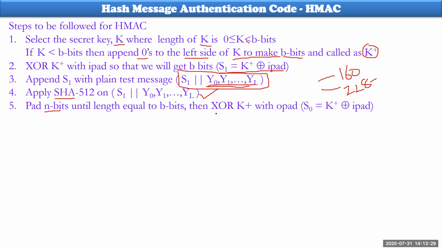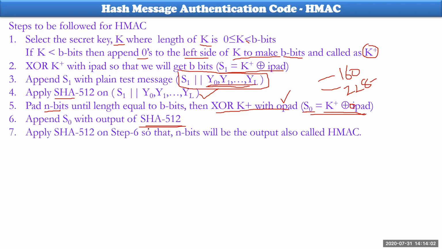After getting that, exclusive OR is again operated with OPAD. OPAD value is hexadecimal 5C for 64 times. Then you get S naught. S naught will be K plus exclusive OR of OPAD. I made a mistake here, this is OPAD, sorry, not IPAD. Then on this data, SHA-512 is applied one more time with the initial vector, and you get some output. That output is called HMAC.